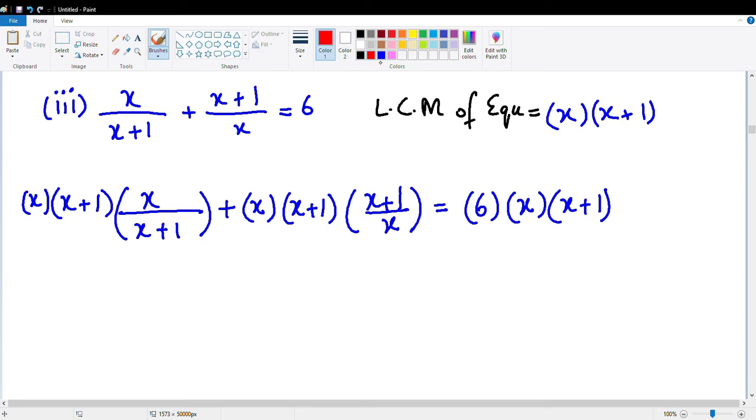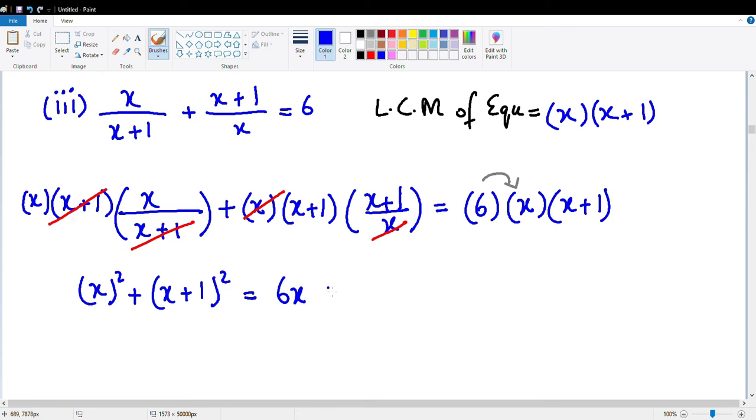Now you can see some things are going to cross out, like over here, x plus 1 and x plus 1 are gone, x and x are gone over here. So now what are you left with? You're left with x into x, which will get x squared, plus x plus 1 into x plus 1, which you can also write x plus 1 squared, equals, let's multiply 6 with x. So when we do that, we'll get 6x into x plus 1.